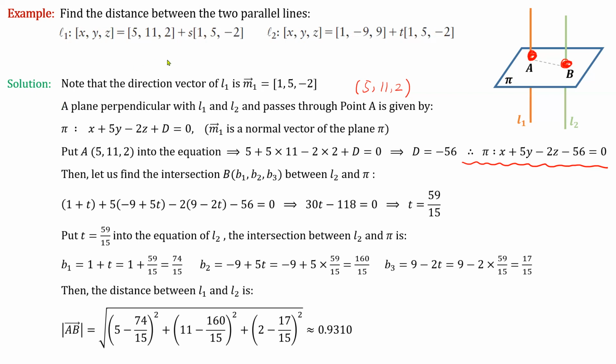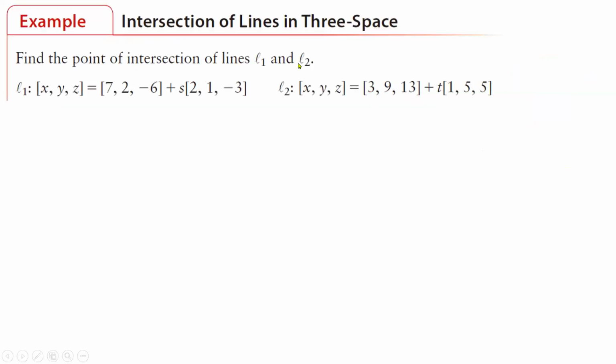All right, if you don't have any questions, let's consider another example question. If you are given two lines that intersect at a single point, line L1 is x, y, z equals 7, 2, -6 plus s times 2, 1, -3. L2 is given by this vector equation. Can you find the point of intersection of line L1 and line L2?